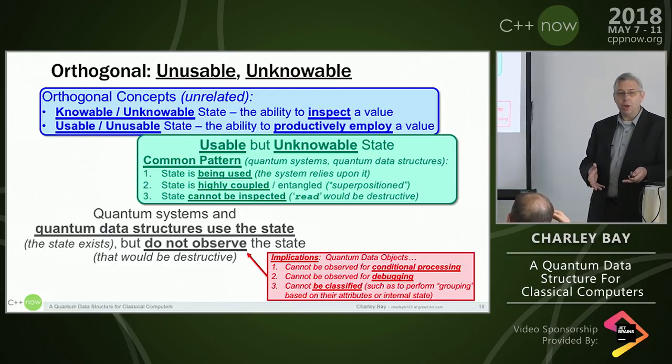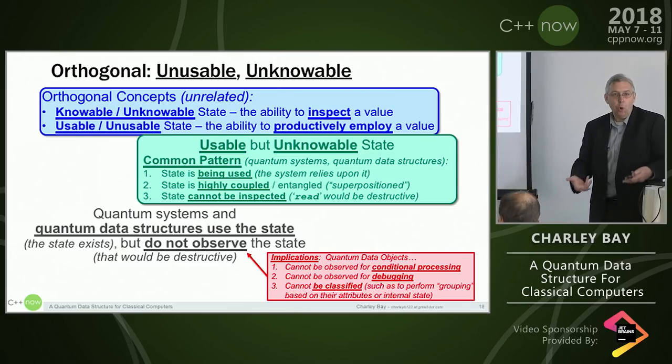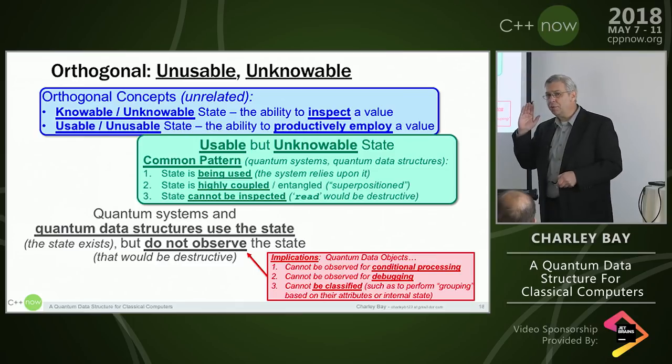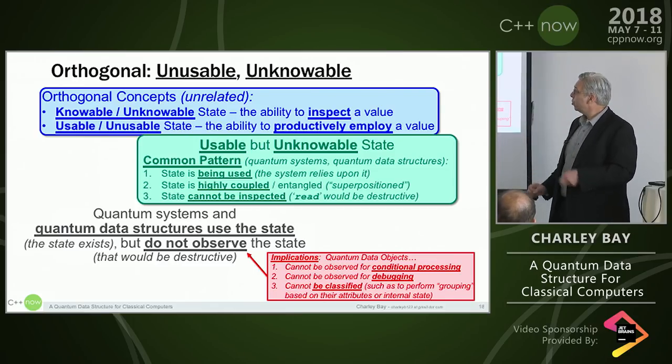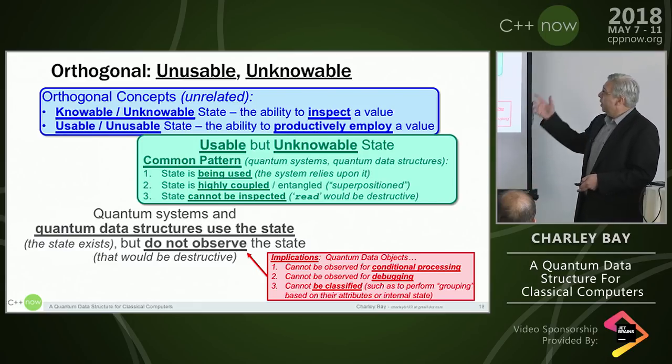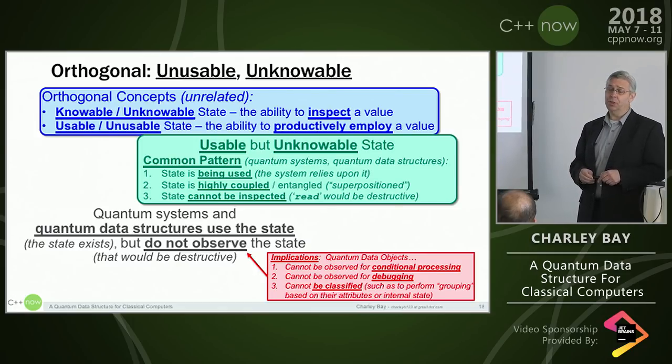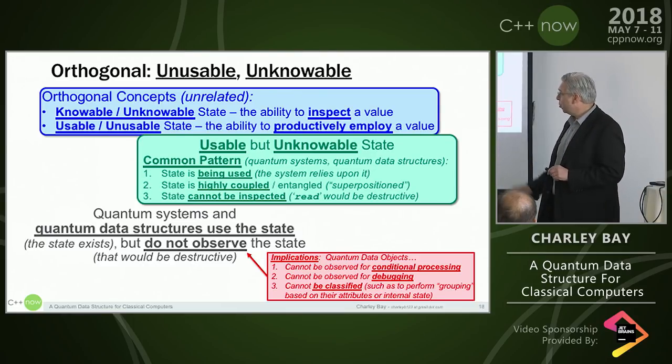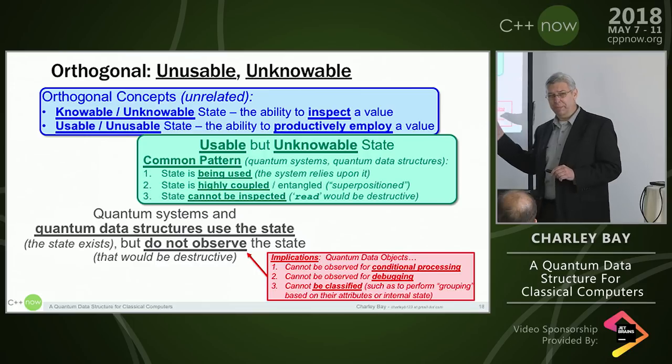And then some state, we have well-defined access, we have APIs, we can actually inspect it, we can know what it is. So the idea that these are orthogonal is fundamental. So it's going to be our common pattern for quantum processing. You're using the state, it exists, it's important, but you can't actually inspect it. You can't actually know what it is. You'll create them, you'll move them around, you can't look at them. So the implications are kind of severe.